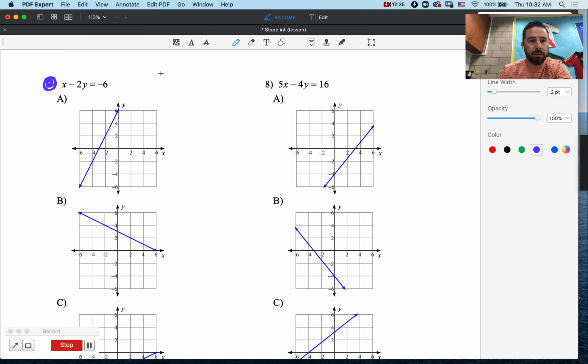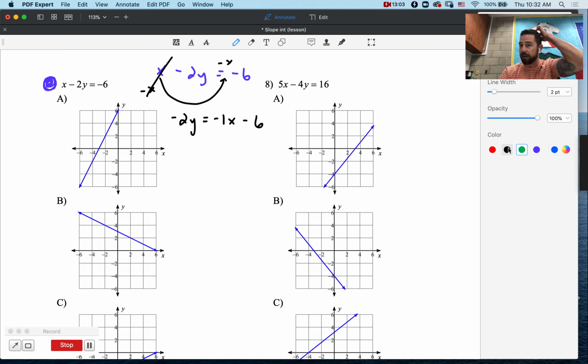Okay, so let's do this one. I'm going to write it. x minus 2y equals negative 6. I'm going to move this guy in front, which means I subtract x. I have negative 2y equals, and I'm actually going to put a 1 in front of this guy. So instead of writing negative x, I'm going to write negative 1x, because you'll see how that helps me in a second. And that's why I said this one's tricky. It was really just that one thing that made it tricky.